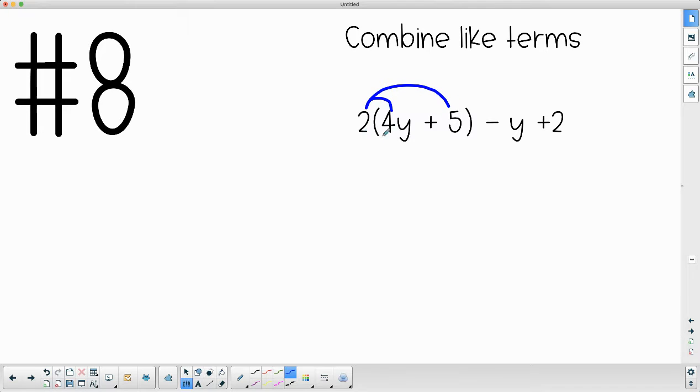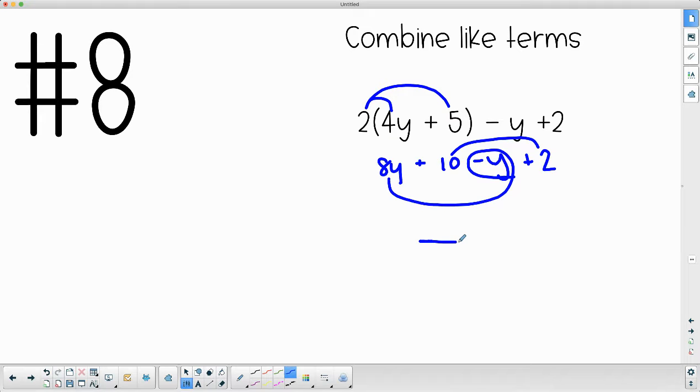So here we have 2 times 4 is 8 y's plus 2 times 5 is 10. And then we need to finish our problem, minus y plus 2. So now we need to take all of our y's and put them together. So we have 8 y's, and we're going to minus a y, and then we have 10 plus 2. So we should have a term with the y's and a term with our numbers as our final answer here.